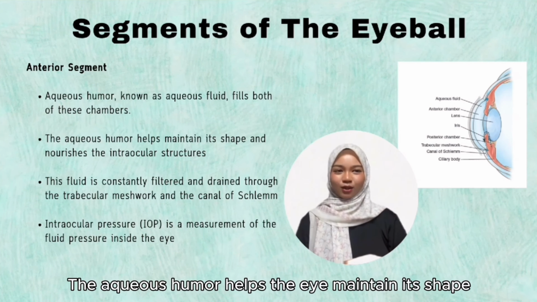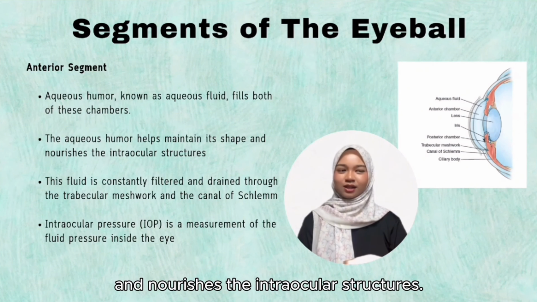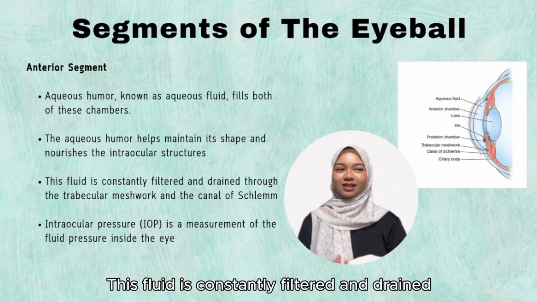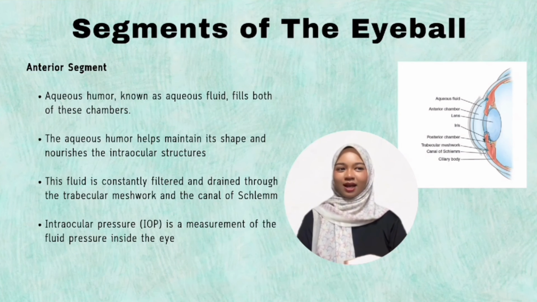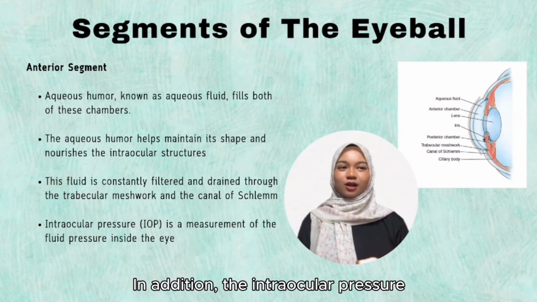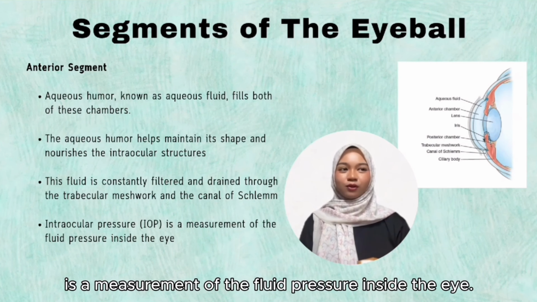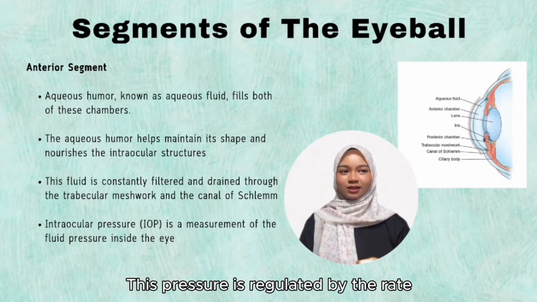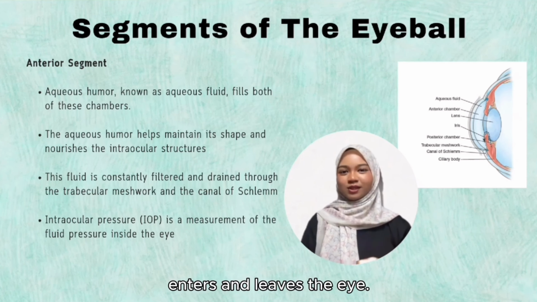The aqueous humor helps the eye maintain its shape and nourish the intraocular structures. This fluid is constantly filtered and drained through the trabecular meshwork and the canal of Schlemm. In addition, the intraocular pressure, or IOP, is a measurement of the fluid pressure inside the eye. This pressure is regulated by the rate at which aqueous humor enters and leaves the eye.